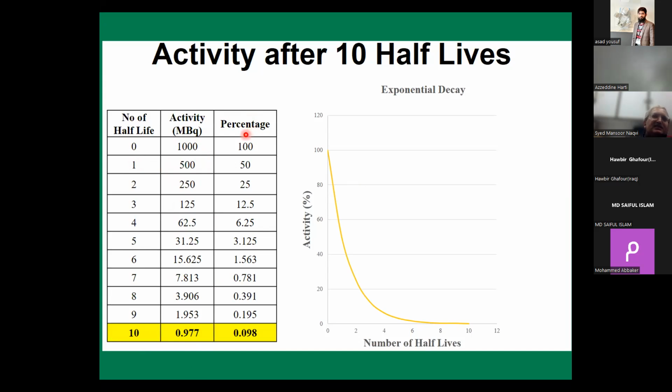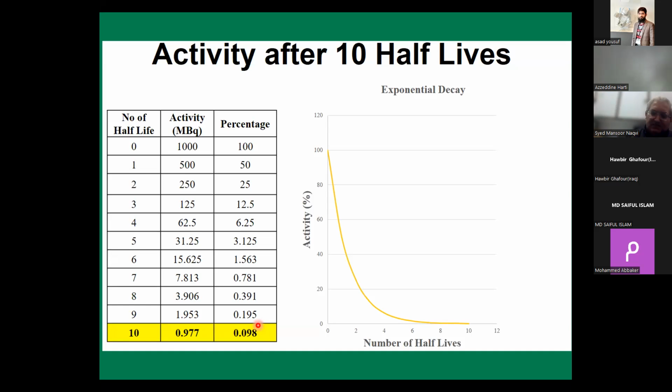But if in percentages you see, at time zero the activity is 100%, and gradually it's decreasing by every half-life, and after 10 half-lives it's almost 0.098%, which is less than 1 percent, significantly low. And this activity is the one which is considered generally safe for disposal of the radioisotope material. So it's a very common practice in nuclear medicine facilities that the radioisotopes, contaminated vials, syringes, and other things are stored for 10 half-lives.